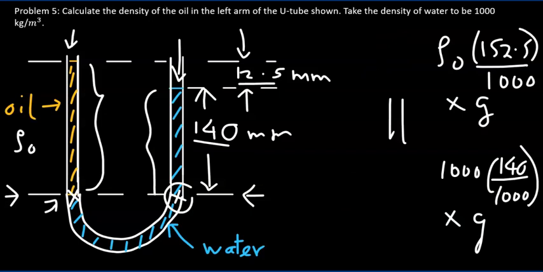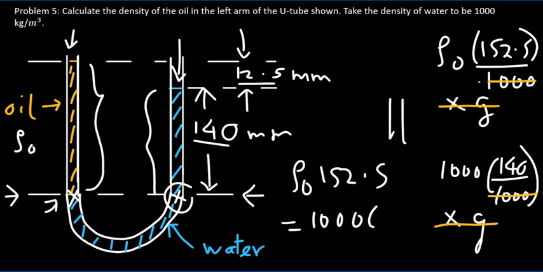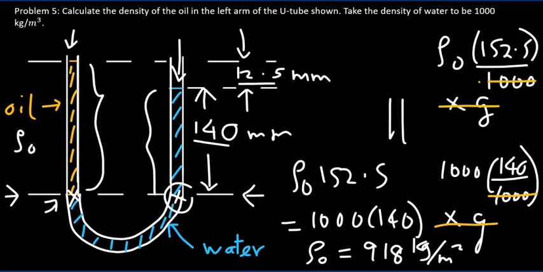The left hand side and the right hand side both contain g, that's going to go away. They have a common factor, the conversion factor 1000, that's going to go away. And we end up with rho naught times 152.5 equals 1000 times 140. And we can solve for the density of the oil, and that's going to be 918 kg per cubic meter. And that solves the problem.